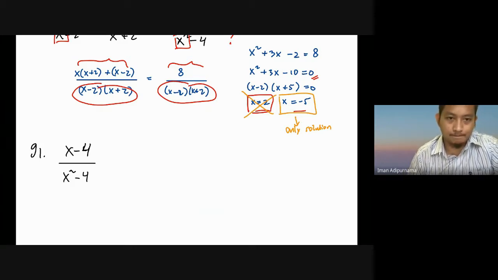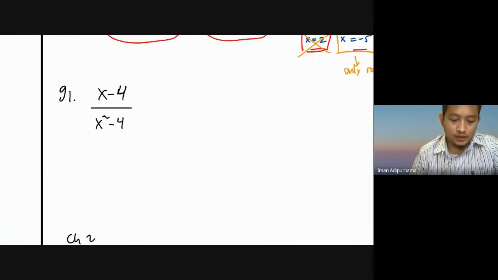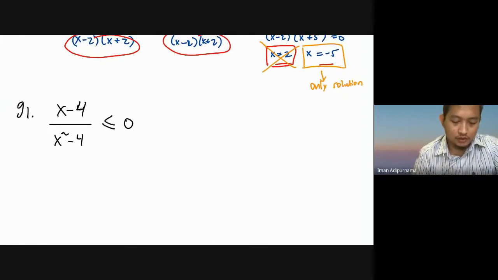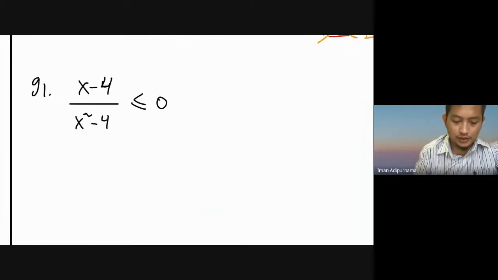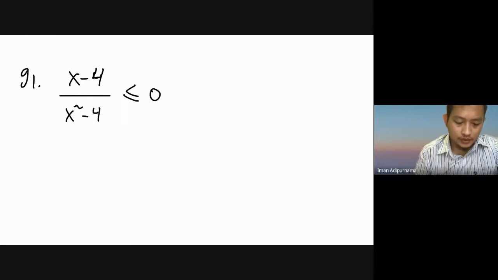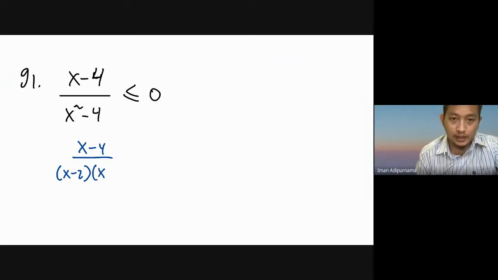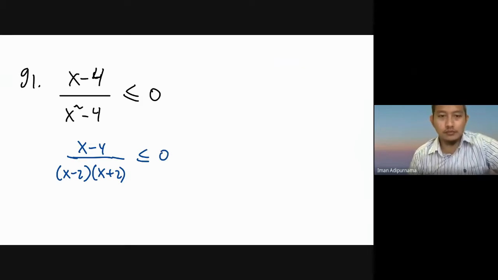Okay. Now the next question. It should be the inequality, right? The inequality. Now, how to solve the inequality? Okay. First, let's look at how to deal with the equation first. If we are going to factorize, we can have this x minus 2 and x plus 2.